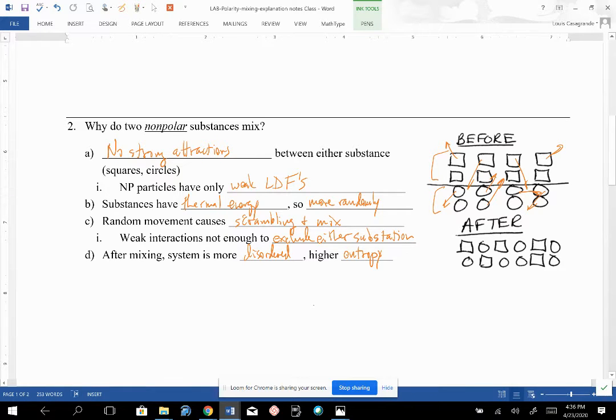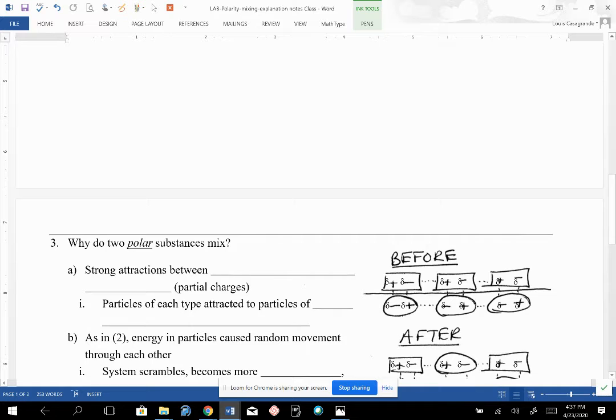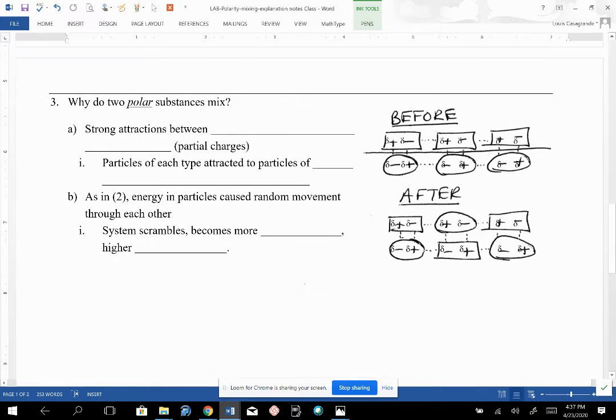Next, that's 2 nonpolar substances. So far we looked at ionic, we've looked at 2 nonpolar substances. Let's look at a polar substance and water, or 2 polar substances. So this could be water and some polar substance. It could be 2 other polar materials. In polar materials, there's strong attractions between all polar particles.